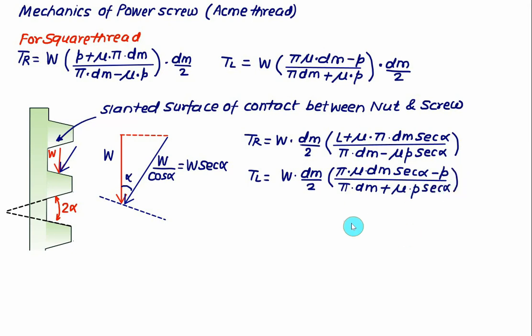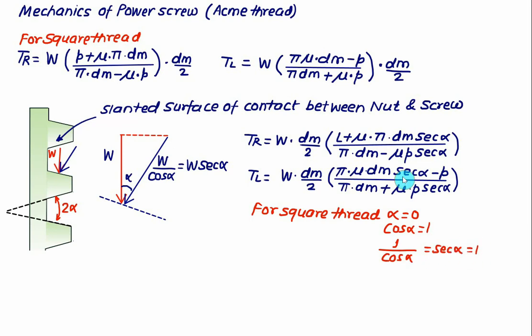So this actually is the most generalized equation. If you put the value of alpha equal to 0, it will become the square thread. In the square thread, the force is acting vertically downward on the horizontal plane, so you have to make the value of alpha equal to 0. If alpha is equal to 0, cos alpha will be equal to 1, and therefore 1 upon cos alpha, which is sec alpha, will be equal to 1. So this equation and this equation are one and the same if we put alpha equal to 0.